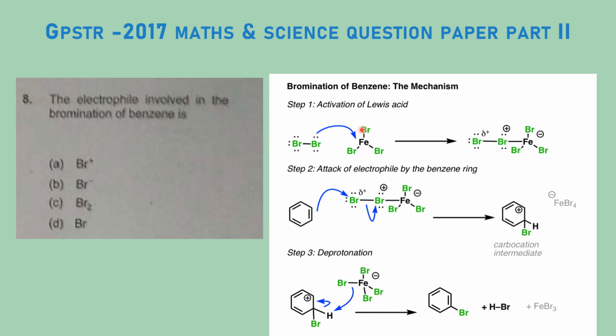Listen carefully. First step, activation of Lewis acid. Here FeBr3, ferric bromide, we call a Lewis acid. It will act as a catalyst. Then what is meant by a catalyst? A catalyst helps the reaction to occur properly and smoothly.